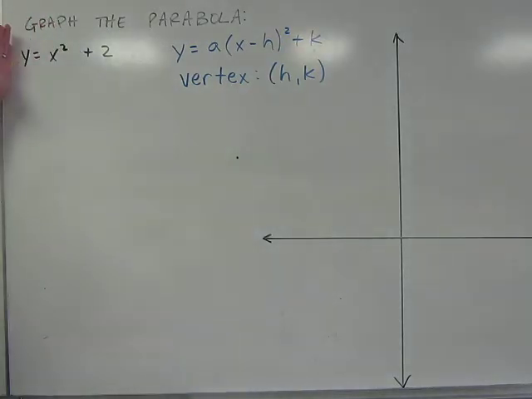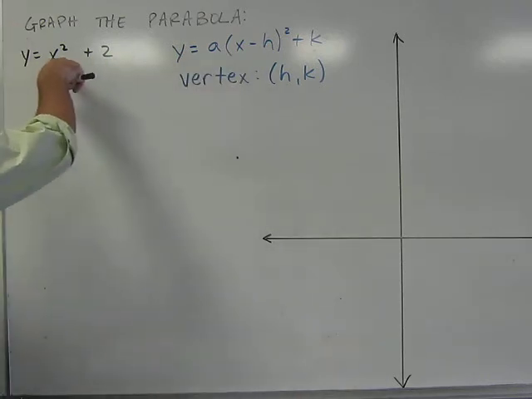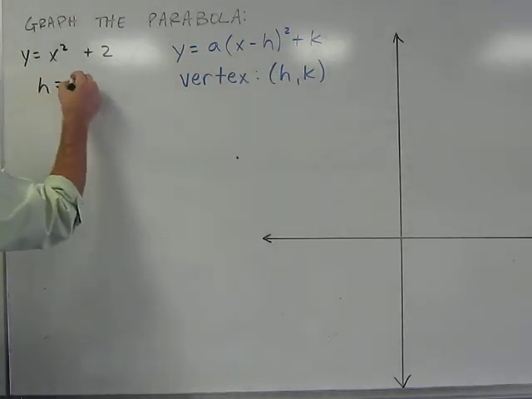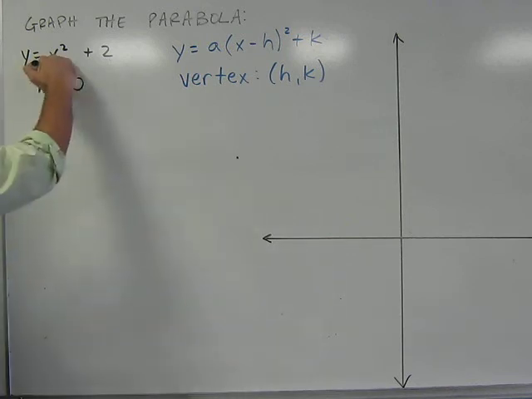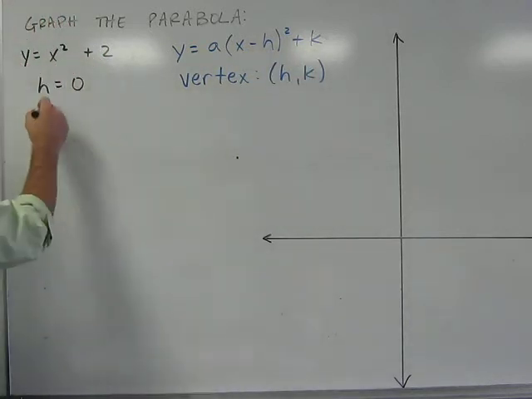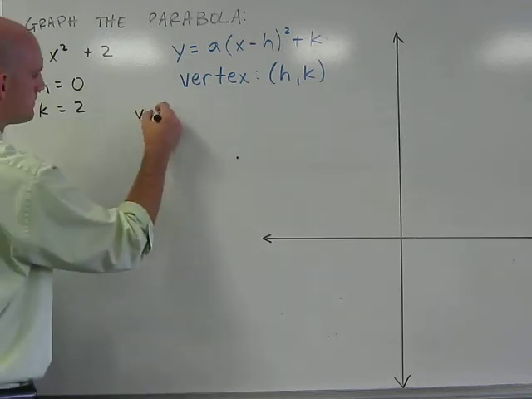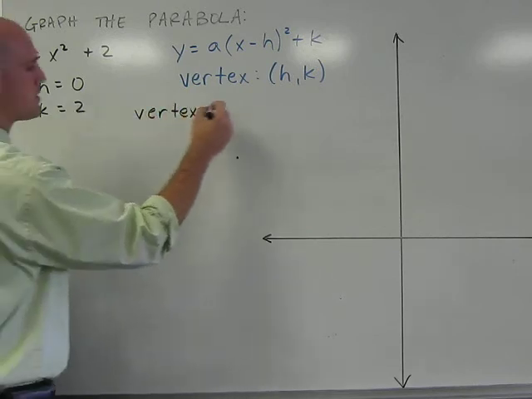We look at our equation, and we note that since the form has no h inside of the parentheses, our h must be equal to 0. Our k is whatever comes after the squared term and is added on to the end. So our k must equal 2. Knowing that h is 0 and k is 2 gives us the vertex equal to (0, 2).